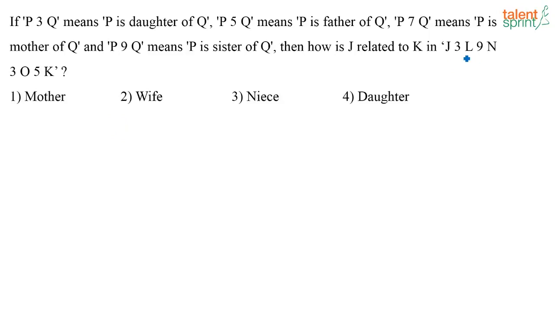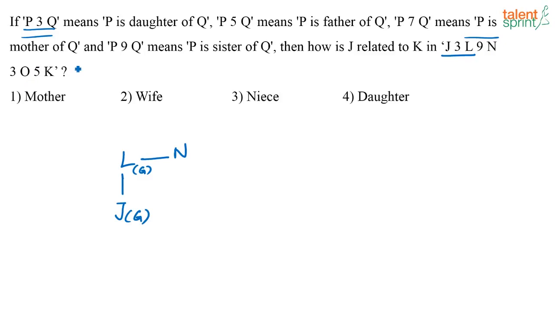So how do you solve this? What is given here? J3L. Here P3Q means P is the daughter of Q, so J3L means J is the daughter of L. So L has a daughter J, and I know J is a female. Then L9N, what does 9 mean? P9Q means P is the sister of Q. So L9N means L is the sister of N, so L is also a female. Then N3O, next you have N3O.